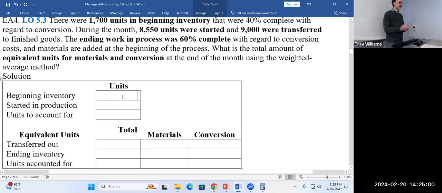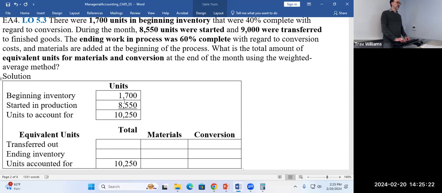Okay, yeah, beginning inventory. 1300. Okay, started in production. Okay, and so then what is our units to account for? 10,000. 1,250, okay, which again will be the same as units accounted for. How many units did we transfer out?